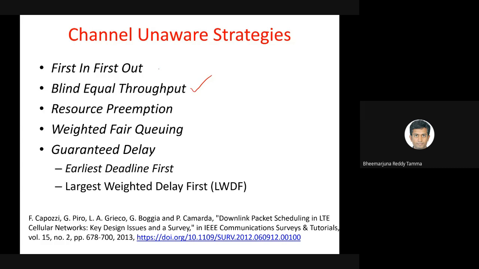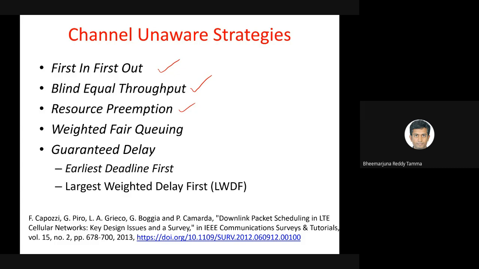And the first one is the one that reduces the service time. Resource preemption, as the name says, is where you give more priority to flows that have time-sensitive traffic. Weighted fair queuing is very popular in the internet, where when you have various kinds of traffic and want to prioritize, you can use weighted fair queuing with a drop tail queue and whatnot. Then it comes to the delays and latencies. You can think of earliest deadline first, largest weighted delay first. So these are channel unaware strategies.